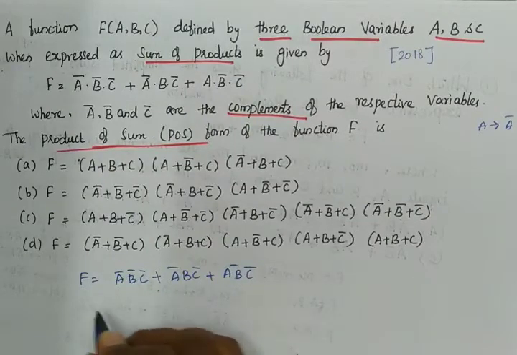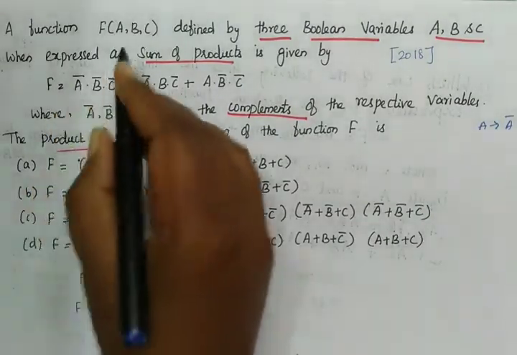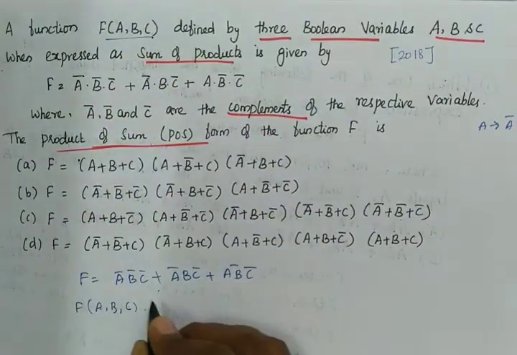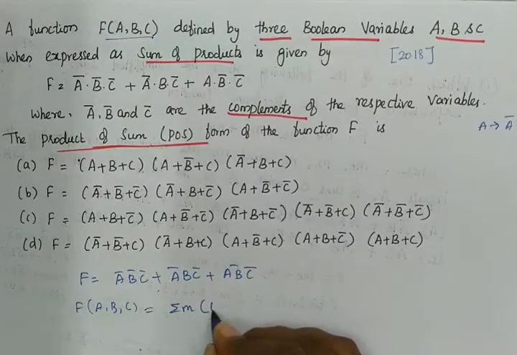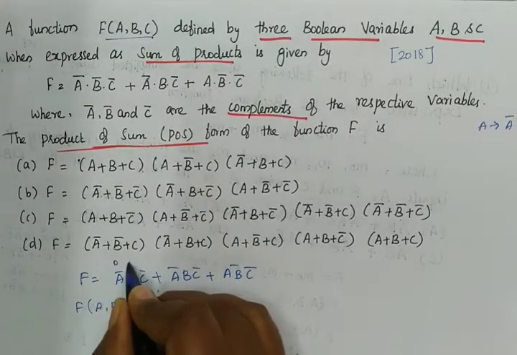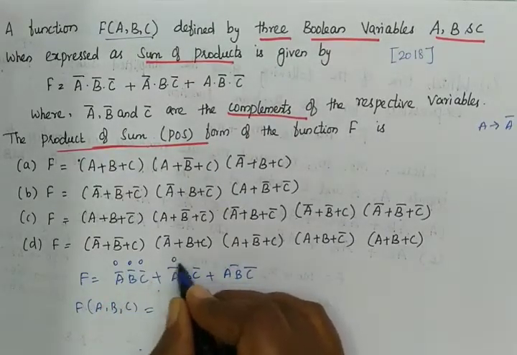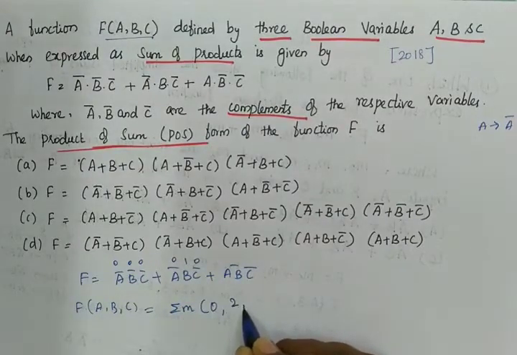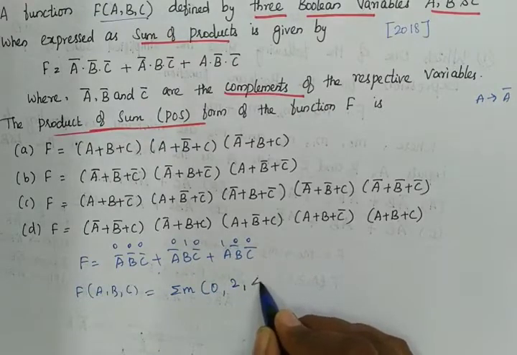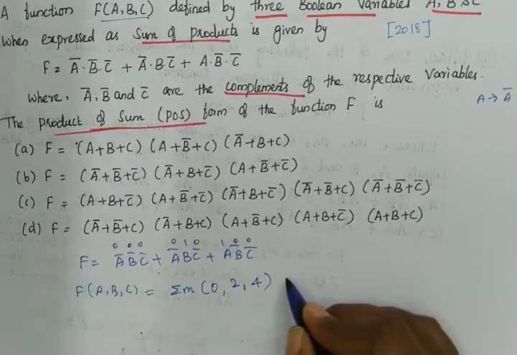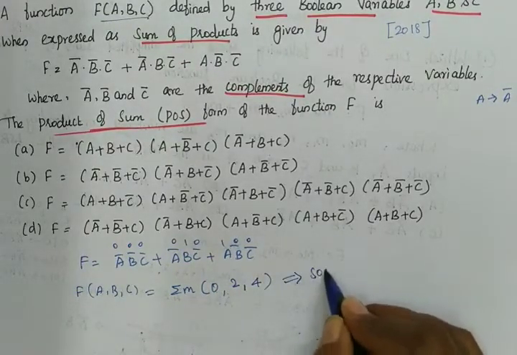Now what we have to do? We can represent this as f of ABC, because they have mentioned these three are the inputs. f of ABC is equal to summation m. Now write the numbers for this. This is 0, because 0 0 0 represents 0. Here it is 0 1 0, so this is 2, and here it is 1 0 0, so it is 4. So it is 0, 2, 4. Therefore, this is expressed in terms of SOP, sum of products.